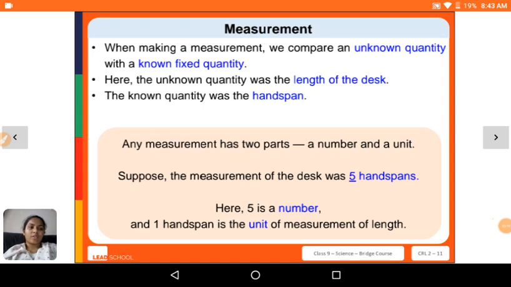Suppose the measurement of a desk was 5 handspans. Then 5 is a number and handspan is the unit of measurement.